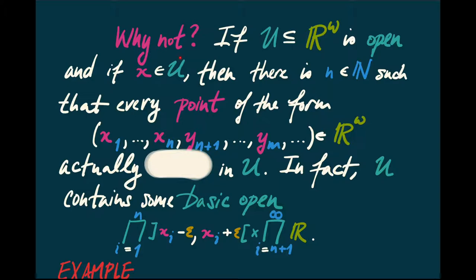What does that mean? That means that this open subset U has to contain every point of the form x1 through xn, stopping at some finite stage, and then carrying on with any real numbers that you like. Any sequence of real numbers can follow this initial sequence, which has to coincide with my original x. So this point here, no matter what it looks like, no matter what these yi's are, this point lies in U. This is rather surprising because it's telling us that the product of a collection of open sets inside some topological spaces need not be open in the product of those topological spaces.